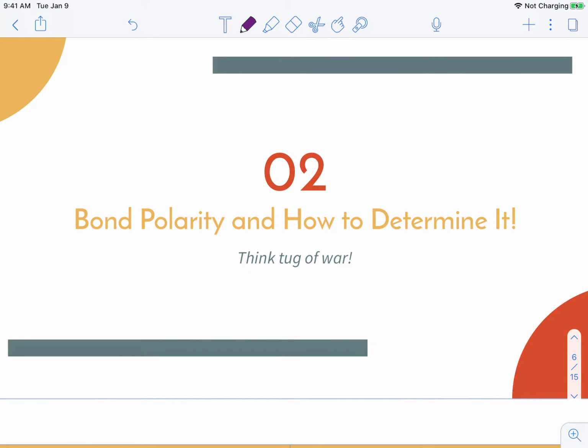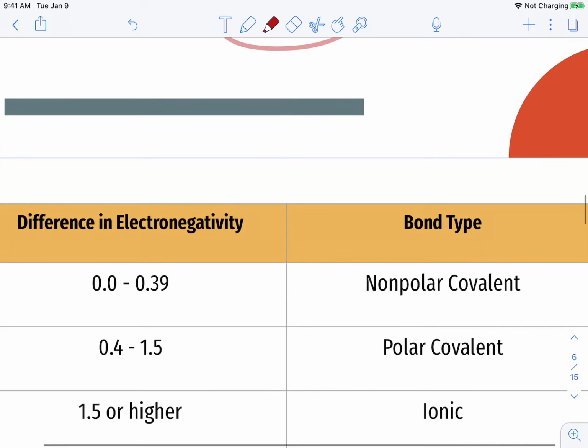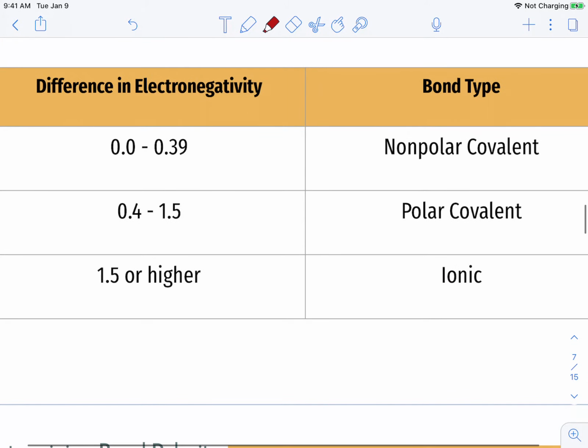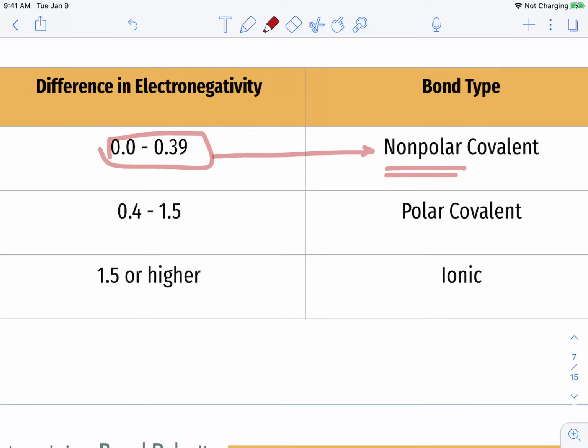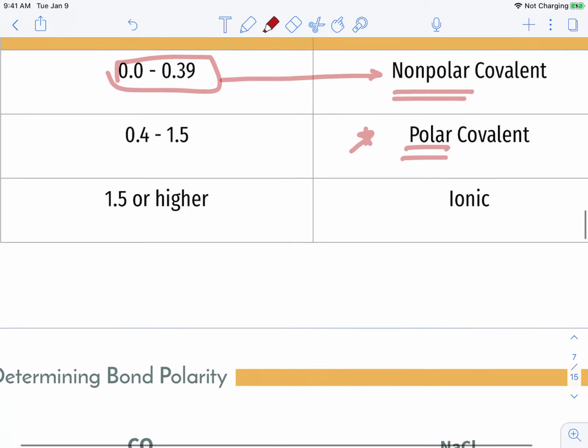Now let's use that idea to determine bond polarity. So we want to think tug of war. All right, take a look at this chart here. This chart gives us an idea of the difference in electronegativity, and then whether it is a covalent or ionic bond. And for covalent, we have nonpolar and polar. Polar would have a dipole, a separation of charge. Nonpolar would not have a separation of charge, okay? So we just want to classify bonds first, okay? Now let's go on to using that chart.